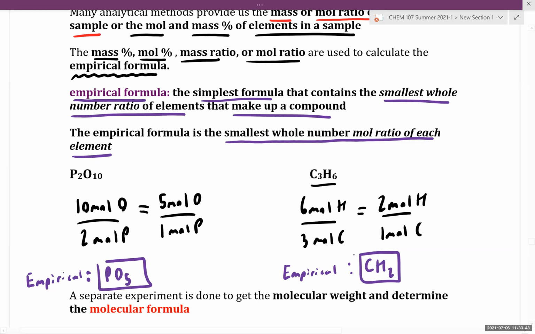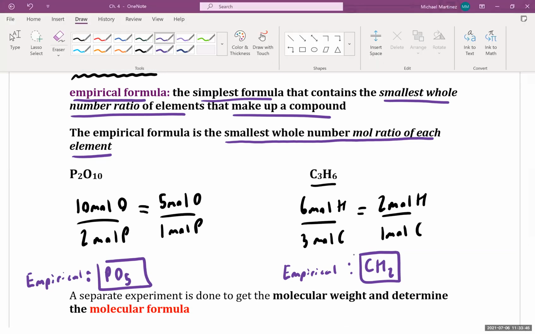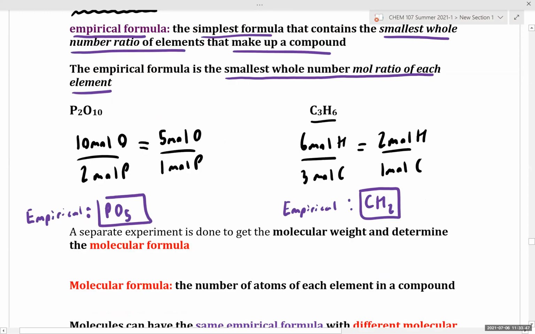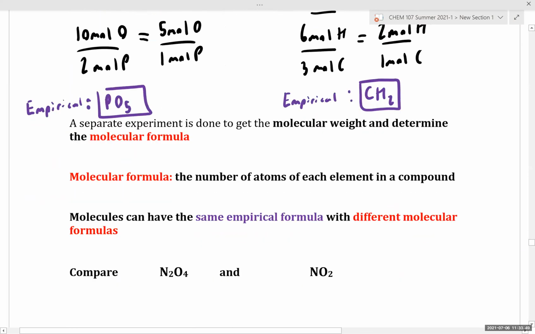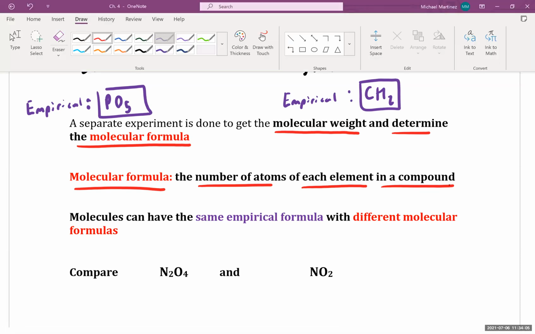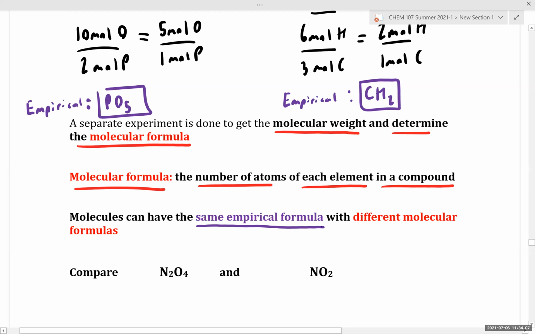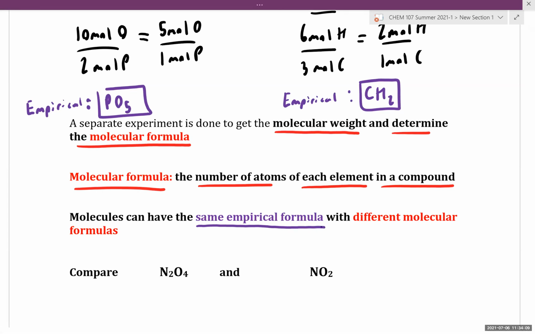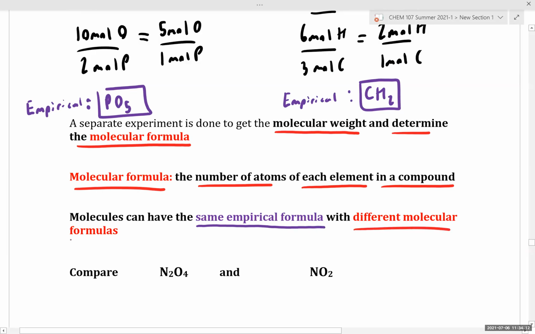Now, typically, once we have determined the empirical formula experimentally, a separate experiment is done to get the molecular weight and determine the molecular formula. The molecular formula is a little more straightforward. It's just the number of atoms of each element in a compound. Now, what's really interesting is that molecules can have the same empirical formula while having different molecular formulas.